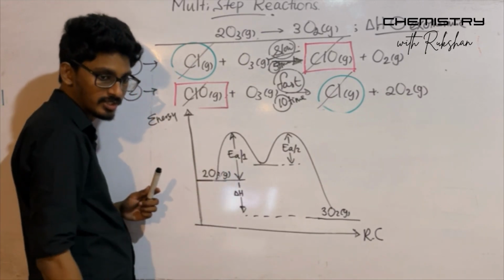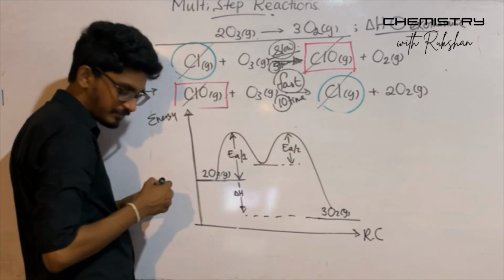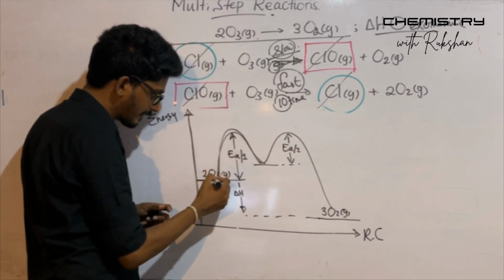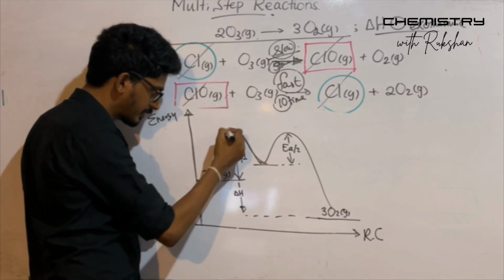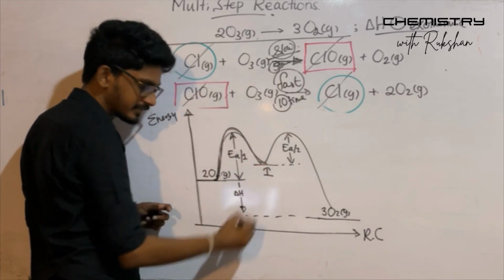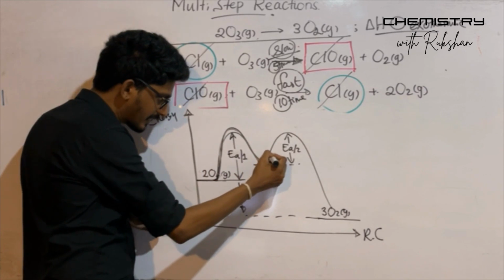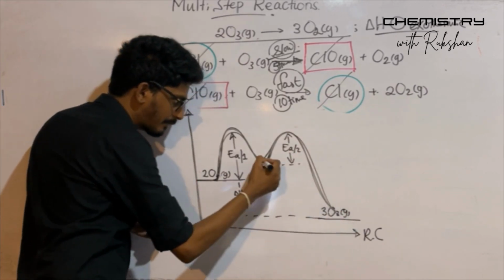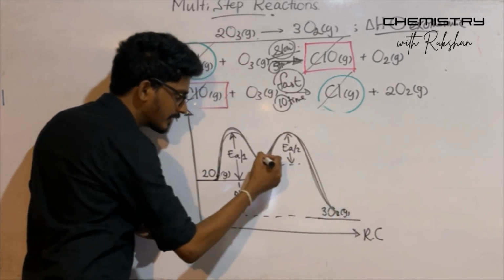This is a two-step energy profile. This is the first step, coming from here to here. Here you have the intermediate. This is the second step, coming from here to here.